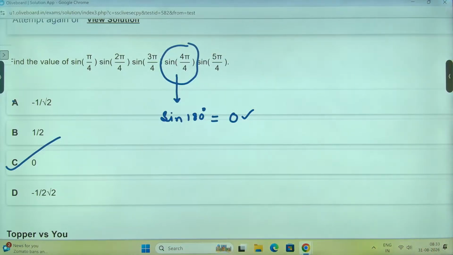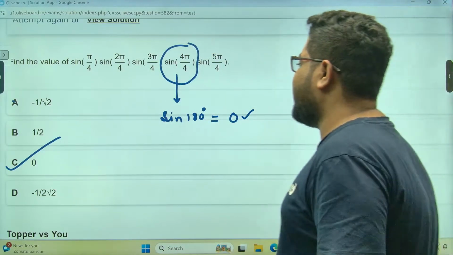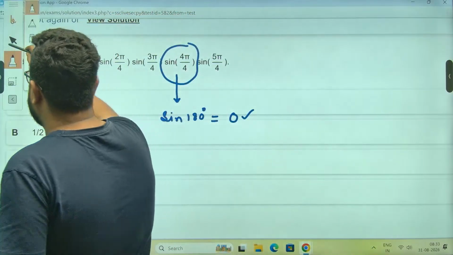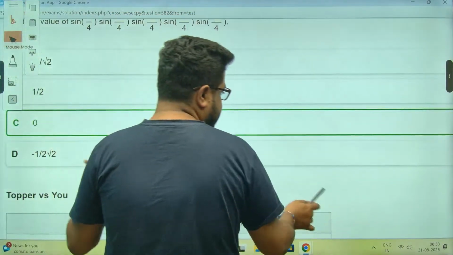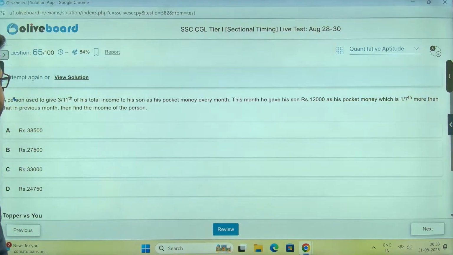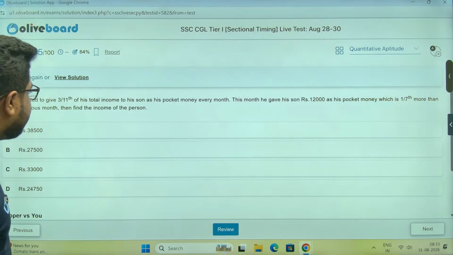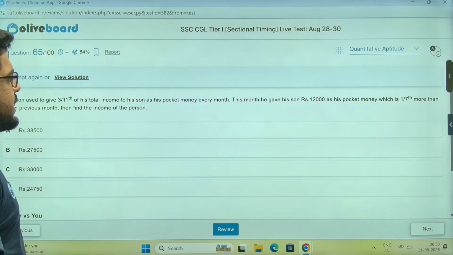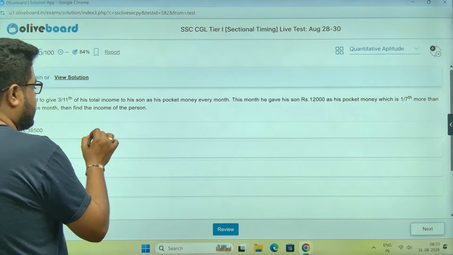Correct, everyone? 0 into anything will always be 0, sir. Chalo, very simple question this was. Again, no pen paper required here. A person used to give 3/11th of his income to his son. This month he gave 12,000, which is 1/7 more than the previous month. 1/7 and 3/11.